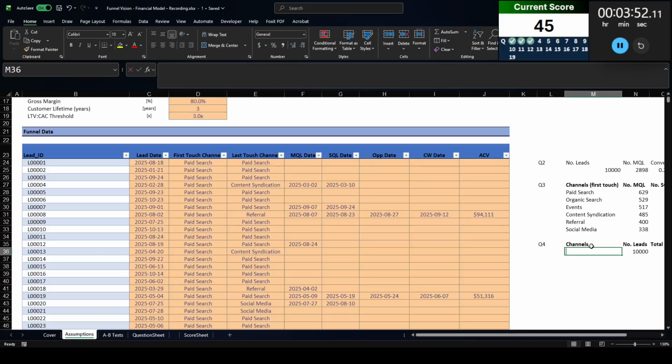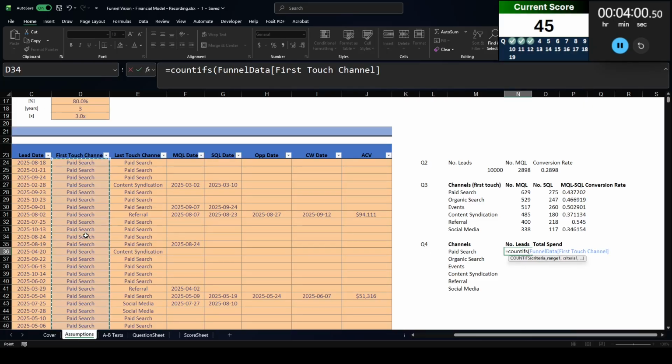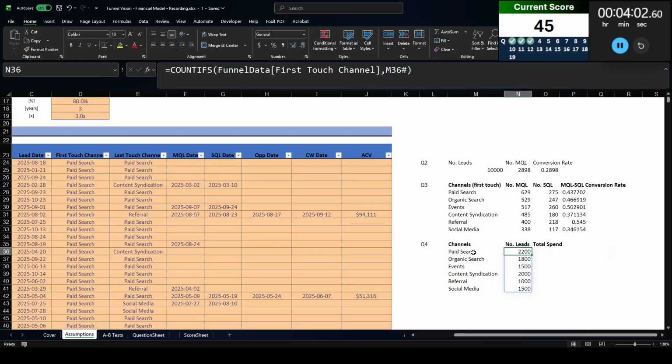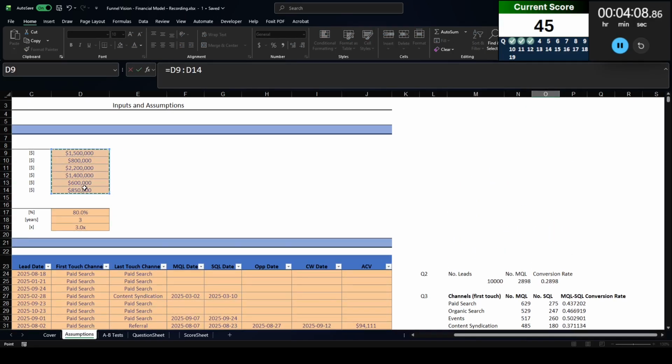Channels, number of leads, so COUNTIFS. This is first touch. Actually, it doesn't matter, does it? Because it's not asking for this. But I'm going to go ahead and put first touch here. First touch there. Total spend is going to be up here.